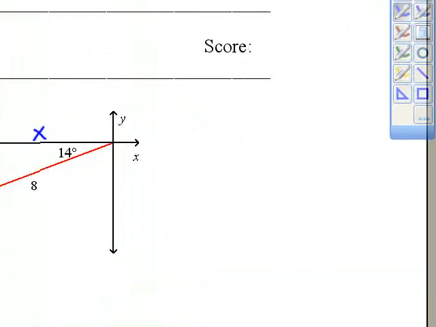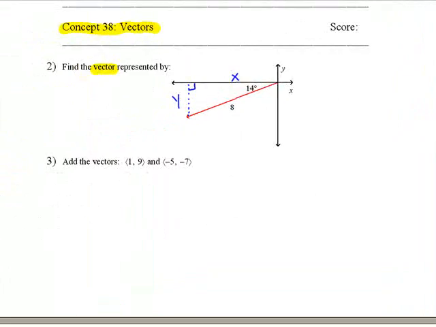8 times sine of 14. To find what? To find the y value, we want to use the sine function. So we know that the sine of 14 degrees would equal y, opposite, over 8, hypotenuse. And y would turn out to be 8 times sine of 14 degrees, which, when I did the calculation, was approximately 1.94.